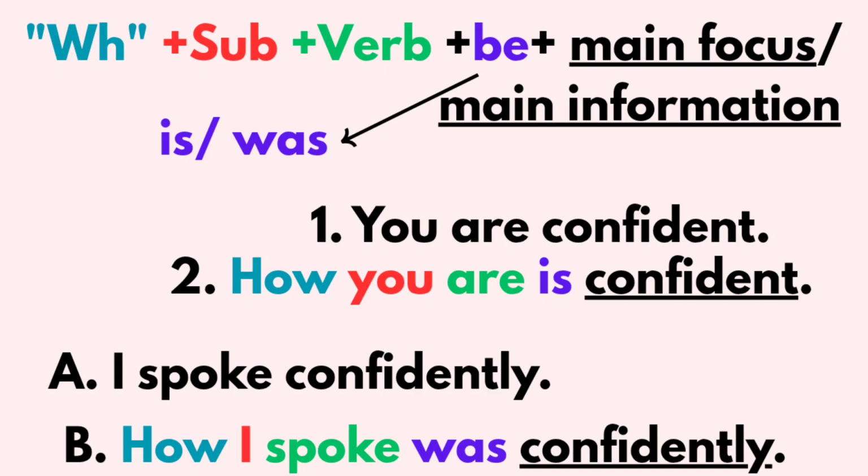So instead of using what, you can use where, how, whom, whose. So you can use any WH form word. But you need to understand the base sentence. Based on the base sentence, the first sentence, you need to use the WH form word. How I spoke was confidently. This is clear, right?